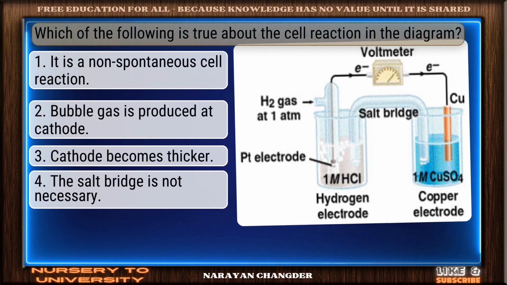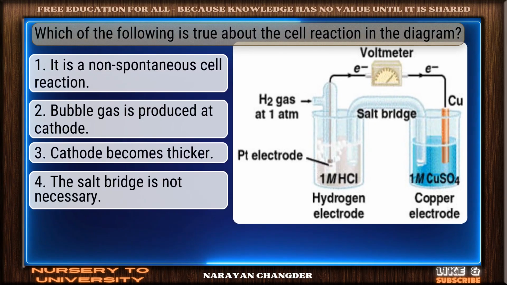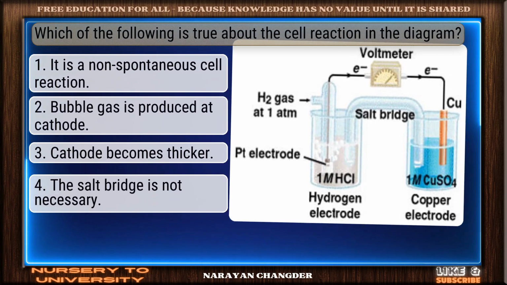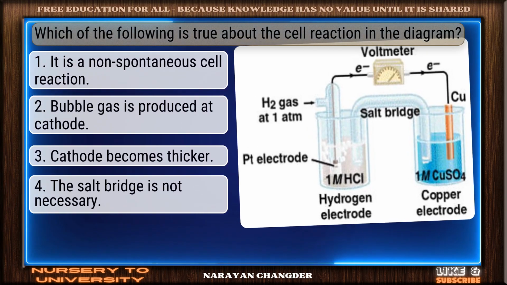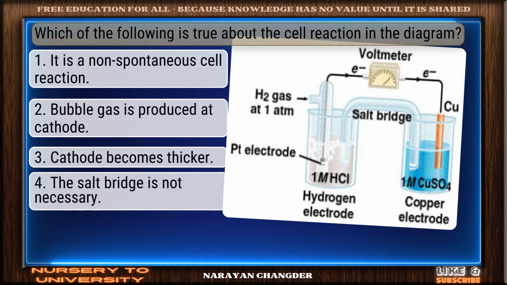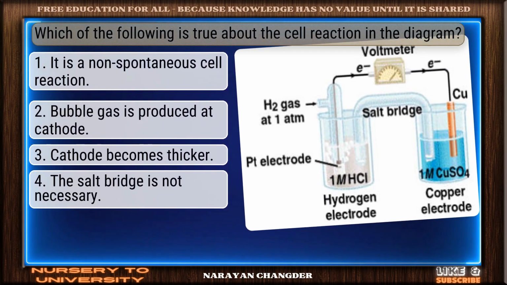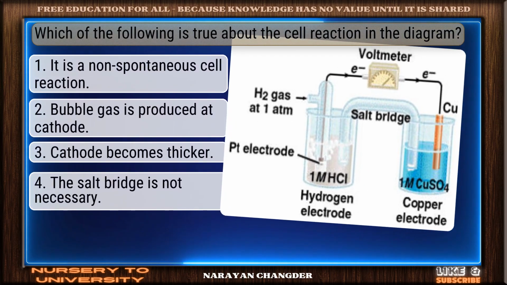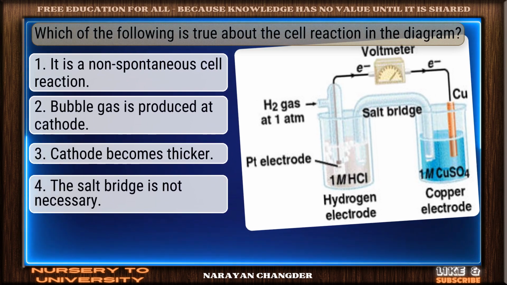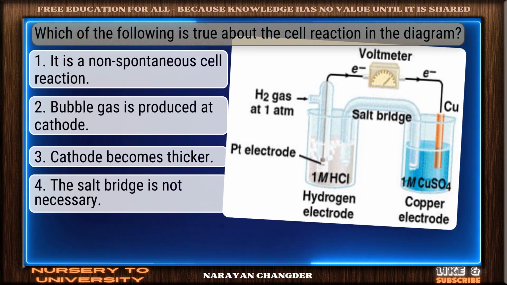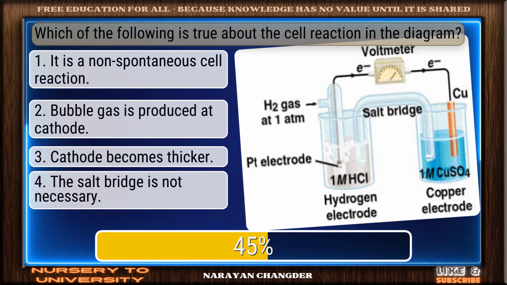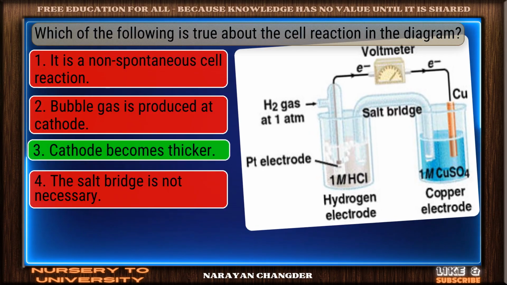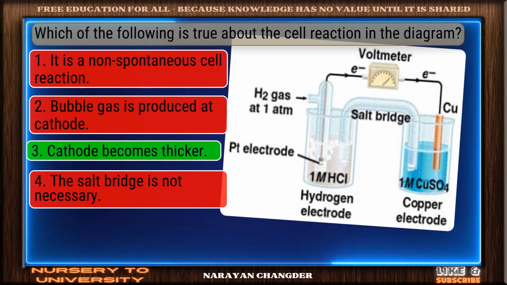Which of the following is true about the cell reaction in the diagram? Option 1, it is a non-spontaneous cell reaction. Option 2, bubble gas is produced at cathode. Option 3, cathode becomes thicker. Option 4, the salt bridge is not necessary. Cathode becomes thicker. Well done.